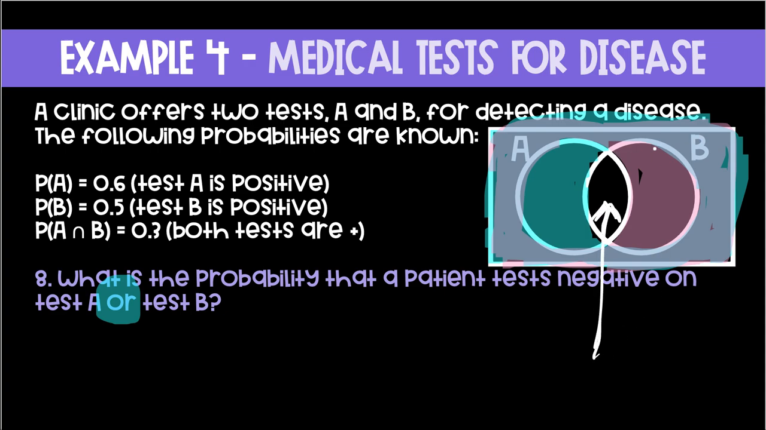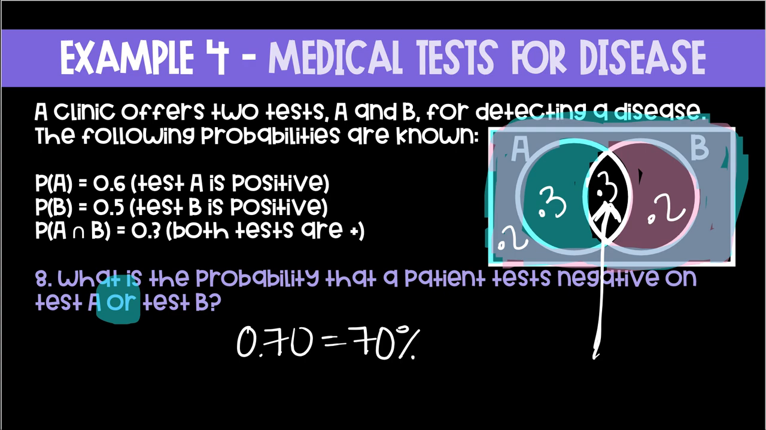If we know the union is 0.3 and the whole thing is 1 or 100%, we can just subtract 1 minus 0.30, or 100% minus 30%, to find our answer. Or you can add the values. Remember, we had 0.2 on the outside, 0.3 for only A, 0.3 for both A and B together, and 0.2 for only B. Again, 0.2 plus 0.3 plus 0.2, that's 0.70 or 70% chance that a patient tests negative on test A or tests negative on test B.